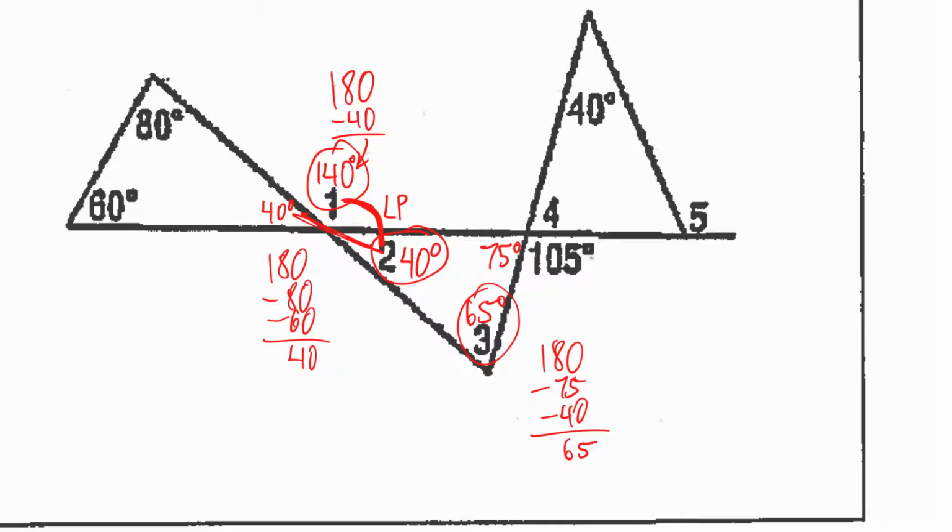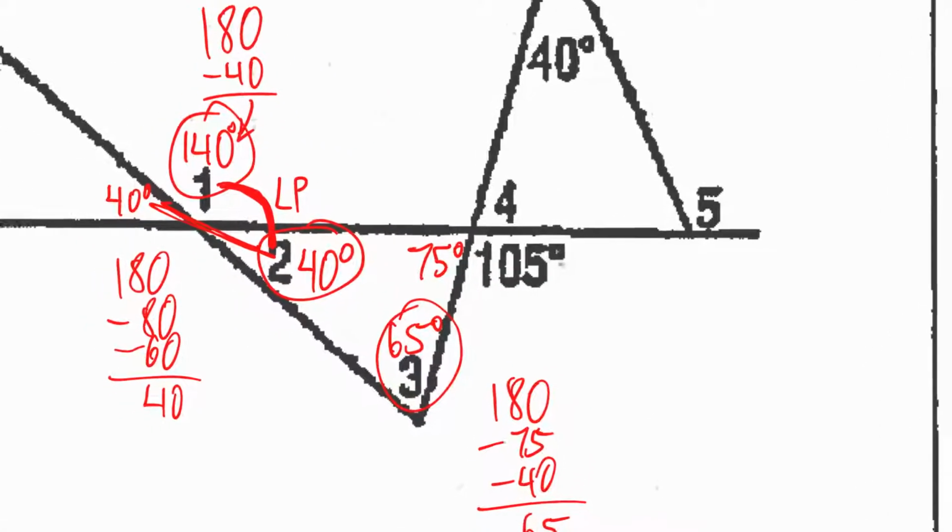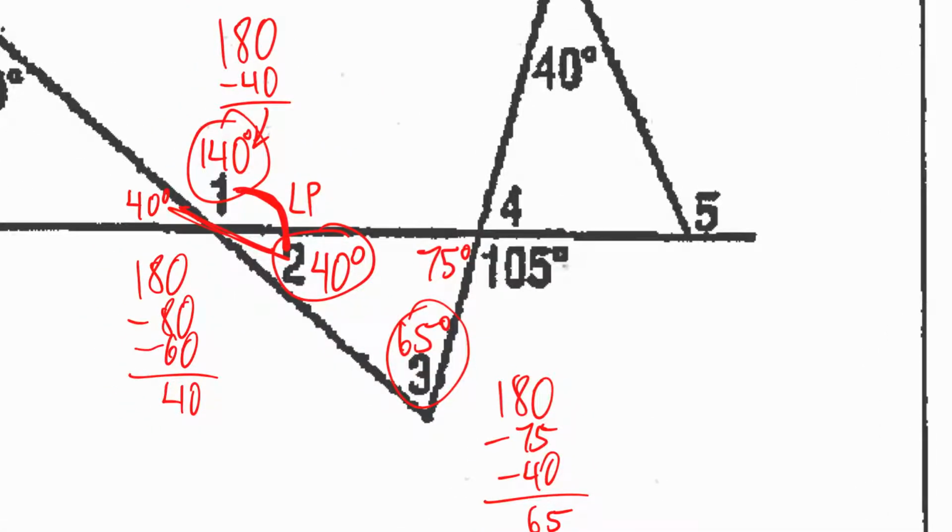Okay. Now going back up there. Actually, I already know how big angle 4 is. How big is angle 4? 75. It's equal to that one. It's 75 degrees.